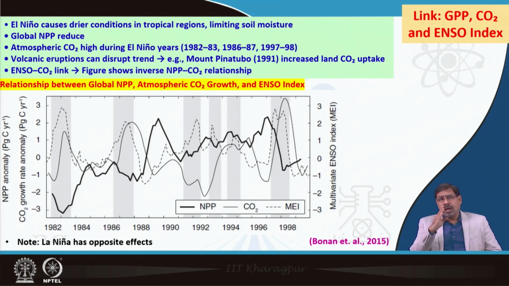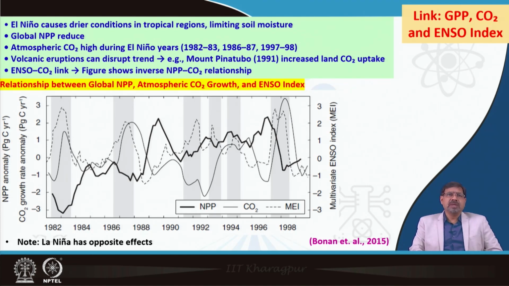So, 1982, 1986 to 87 and again 91, you are seeing some kind of washed regions, that means corresponding to El Nino year influence. So what are we trying to see? We are trying to understand the relationship between the global NPP, the atmospheric carbon dioxide, and the ENSO index.